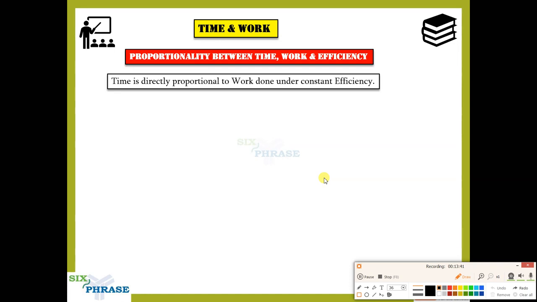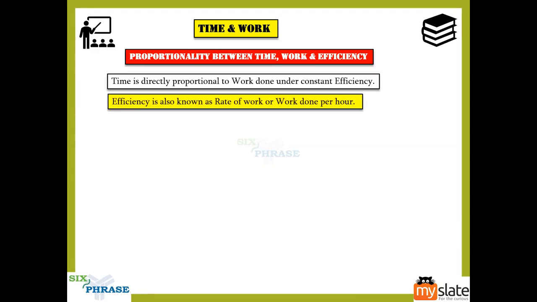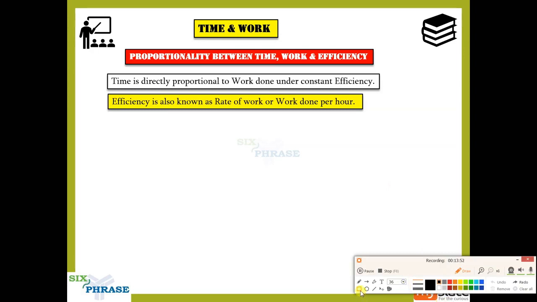So here we have time is directly proportionate to work done, under constant efficiency. So the three variables here we are worried about: the first variable is time, guys. The second one is work done. The third one is efficiency. Very similar to price per kg, sales and quantity. So here we have three variables, which is time, work done and efficiency. Now sometimes efficiency is called rate of work, or work done per hour.